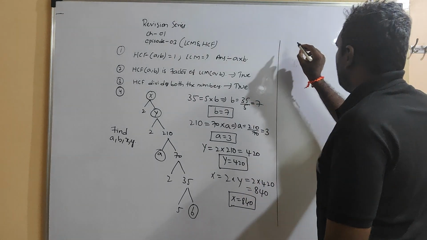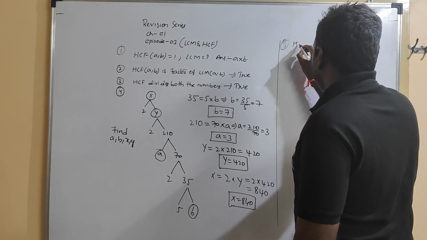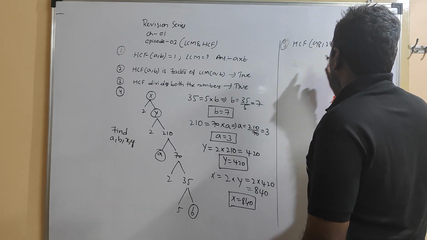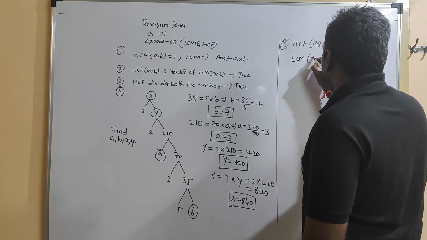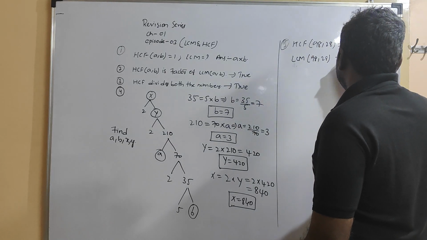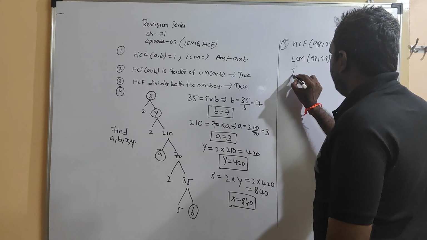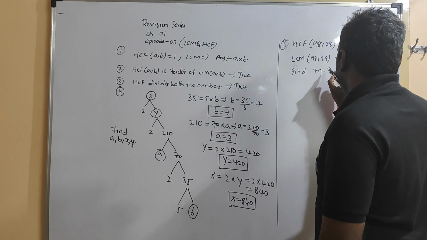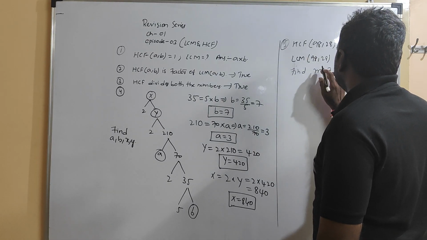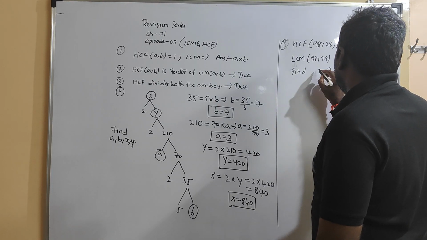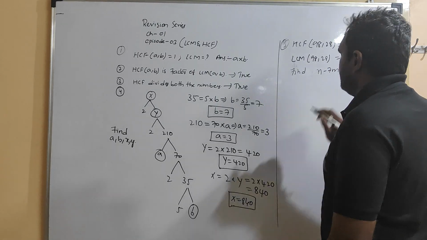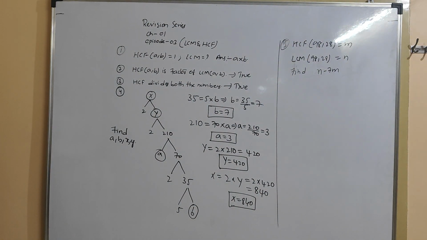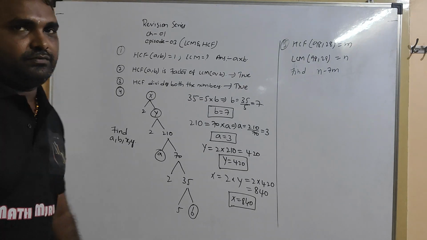Fifth problem. The HCF of 98 and 28 is given as M. The LCM of 98 and 28 is given as N. Find N minus 7M. This you have to find.